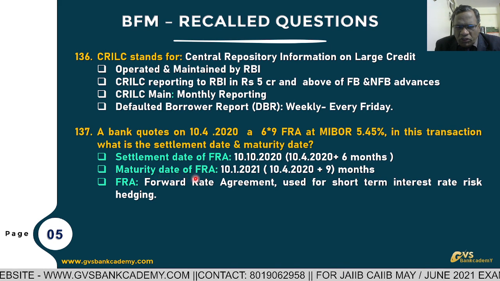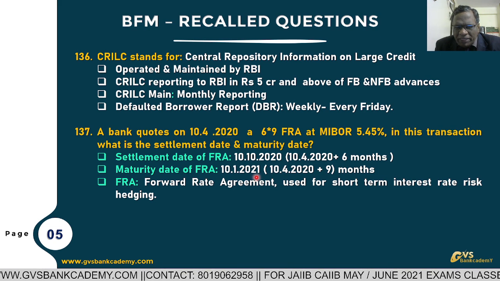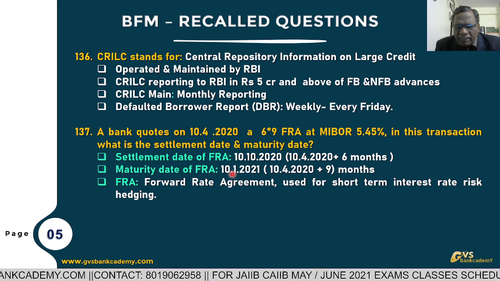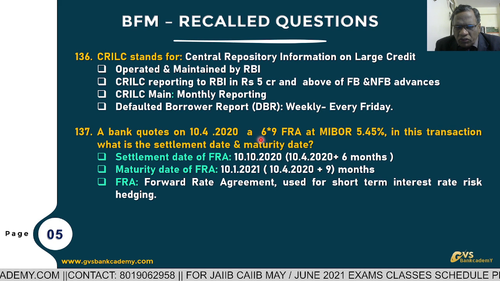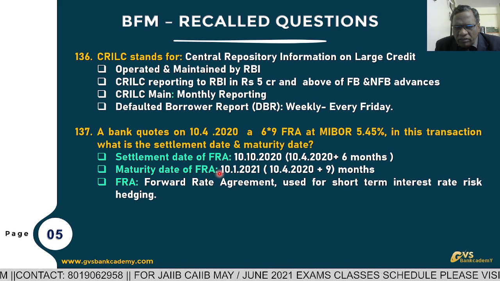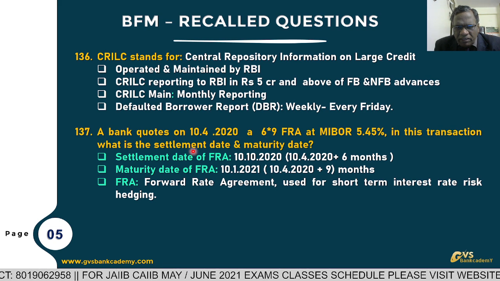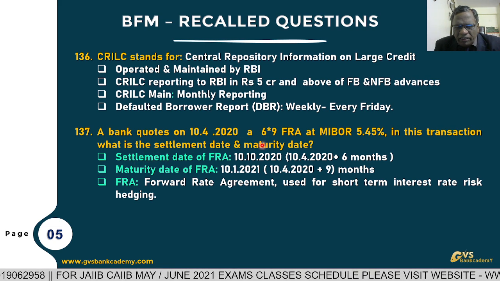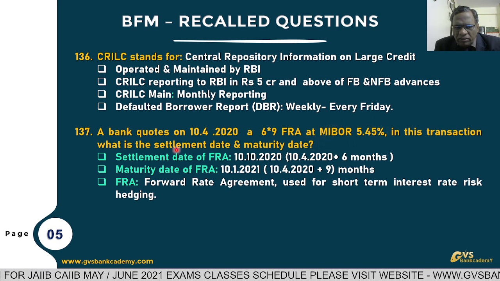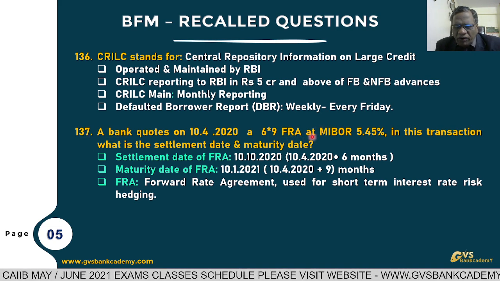And what is the maturity date of the forward rate agreement? 9 months from the date. 10/4/2020 plus 9 months means 10th January 2021. So in 6 into 9, the first date is the settlement date, the last date is the maturity date. One peculiar point in the forward rate agreement: the commencement date is the settlement date. On that date, the difference amount of the rate of interest is going to be settled. So this is about FRA. Sometimes they ask a 5 marks case study on FRA, forward rate agreement.